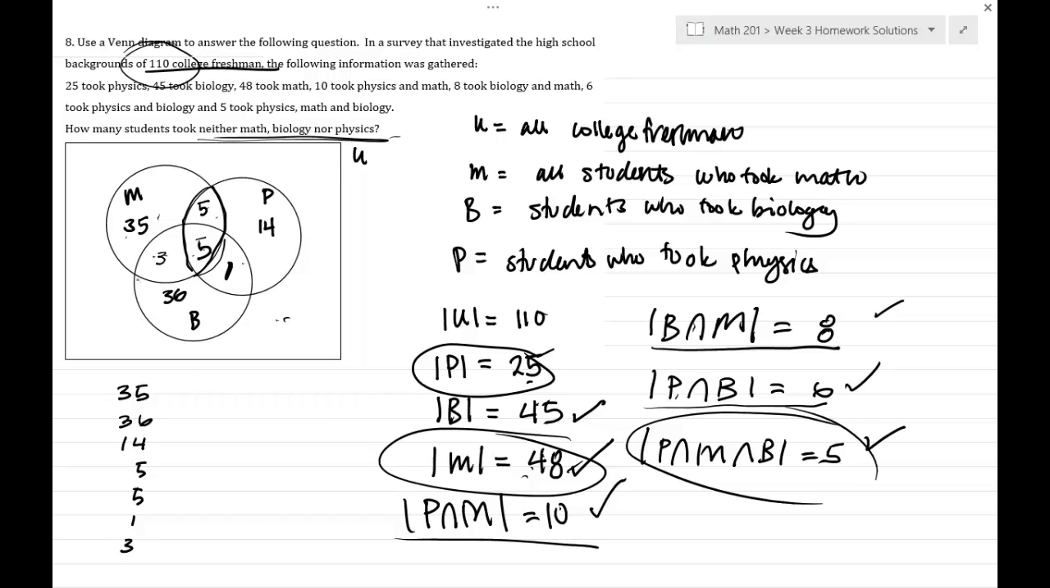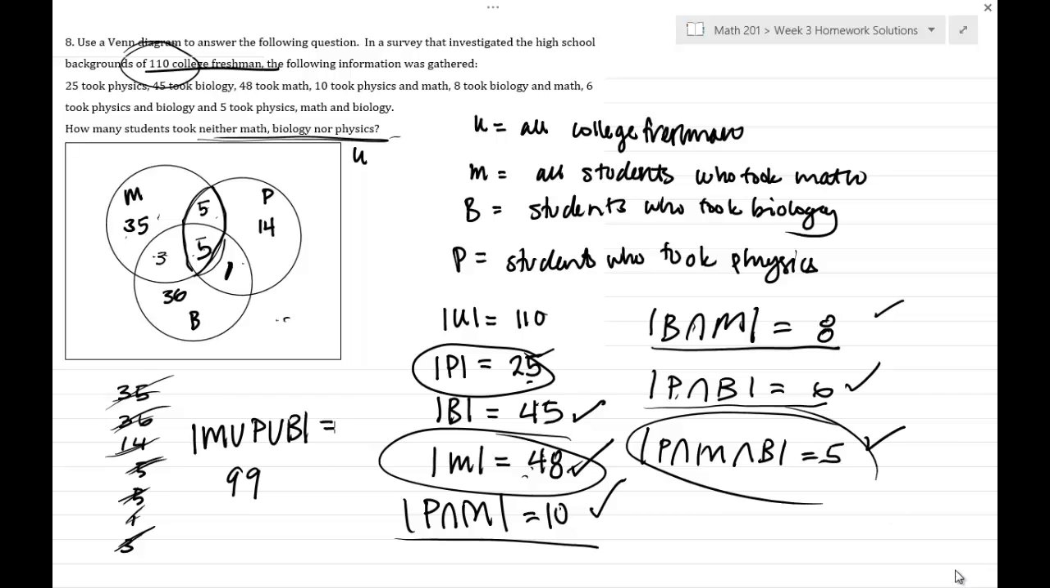So let's see, make sure I've got them all there. 35 and 5 is 40, 36 and 14 is 50, 90, 95, 6, 99. 99 students. Let me make sure. 10, 14, 50, 64, 99. Okay, yeah, 99 students. So that's how many. So this tells me that the cardinality of M union P union B is 99.